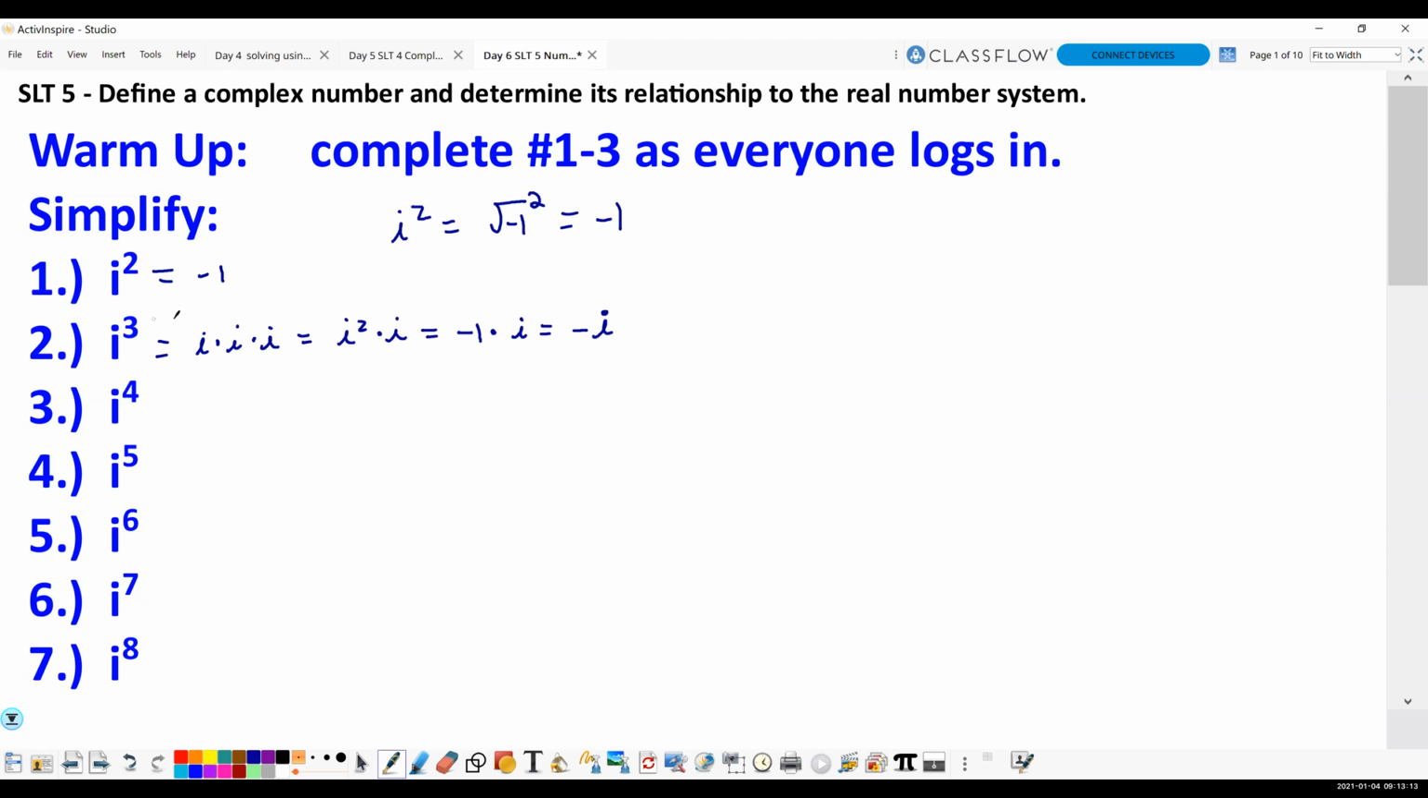Now I'm going to continue this idea of expanding these out. Go ahead and try them if that helped jumpstart your memory. Pause the video, try them on your own. You can always change the speed to check your work.